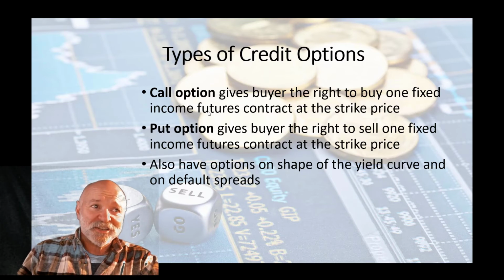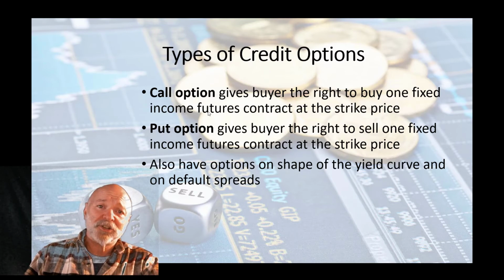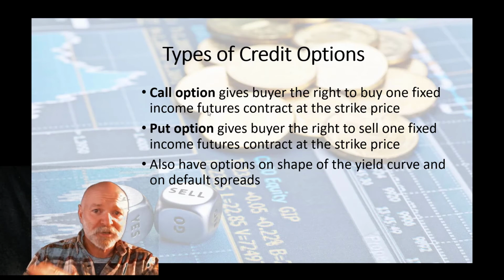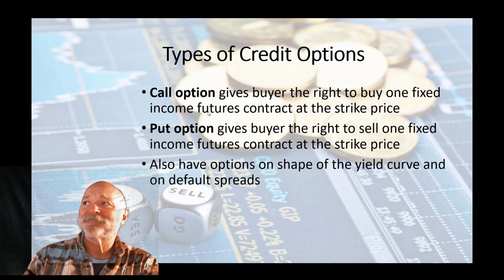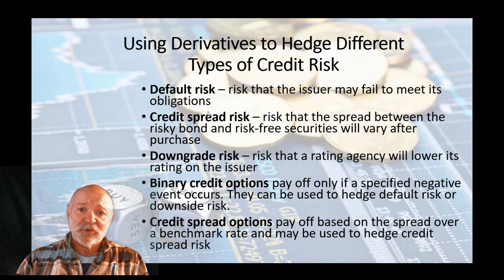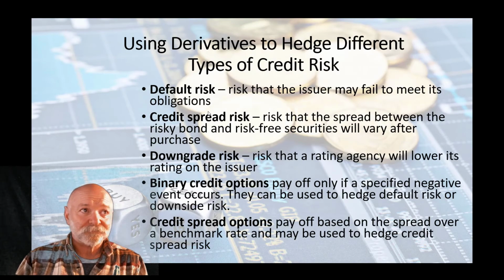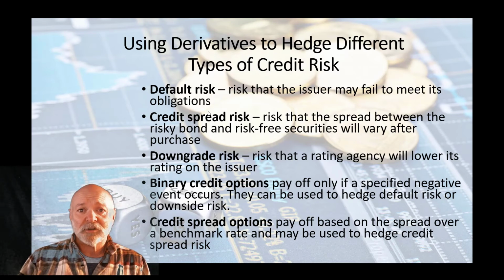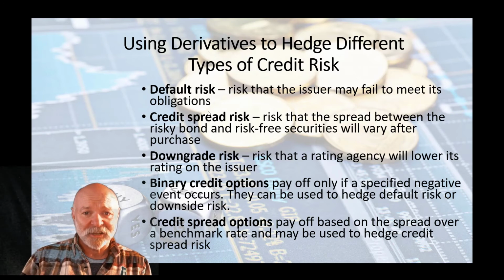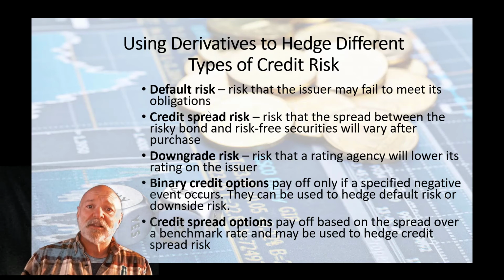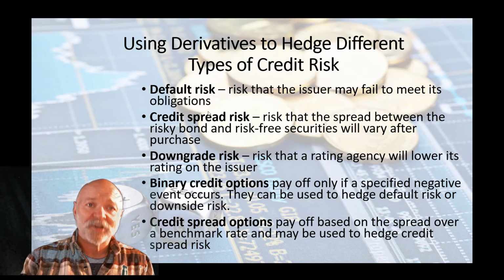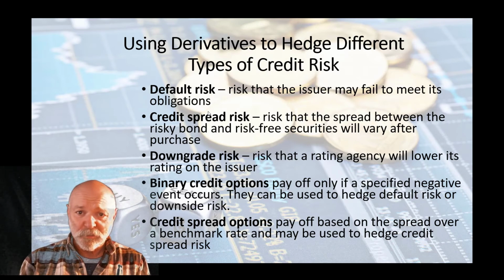We can also use options to essentially bet on the shape of the yield curve, the steepness or the flatness of the yield curve, and changes in the default rates, the credit spreads. These are the type of things that we try to use derivatives to control, different types of credit risk. Things like credit default swaps and credit default options essentially insulate us from the failure of a particular company. So default risk is the risk that the issuer is going to fail to repay.